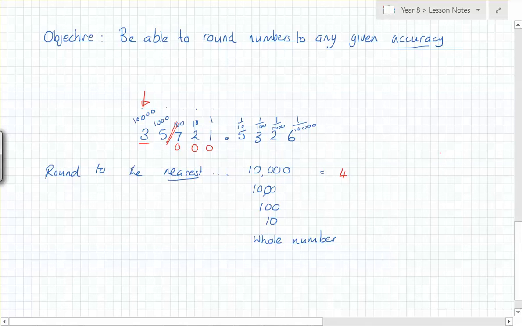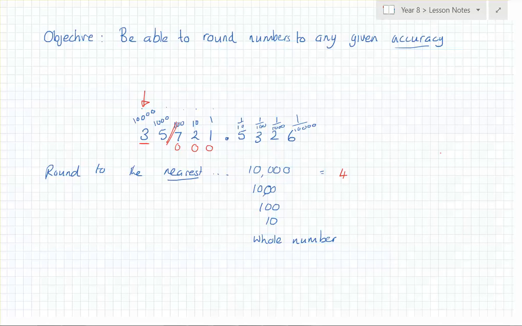Would you like to explain why some people would give that answer? And it's incorrect. Why would someone write 4 if I said round to the nearest 10,000? Yeah, so they kind of go, well, there's 4 10,000s, so I'm just going to write 4. Now, I always like to explain this and say, right, you can't change the value of the number. The value has to be roughly the same.